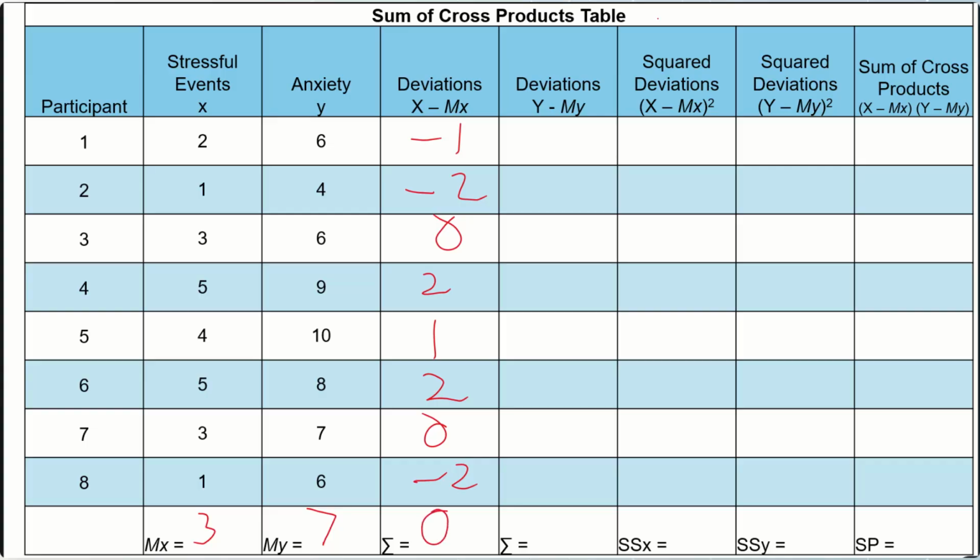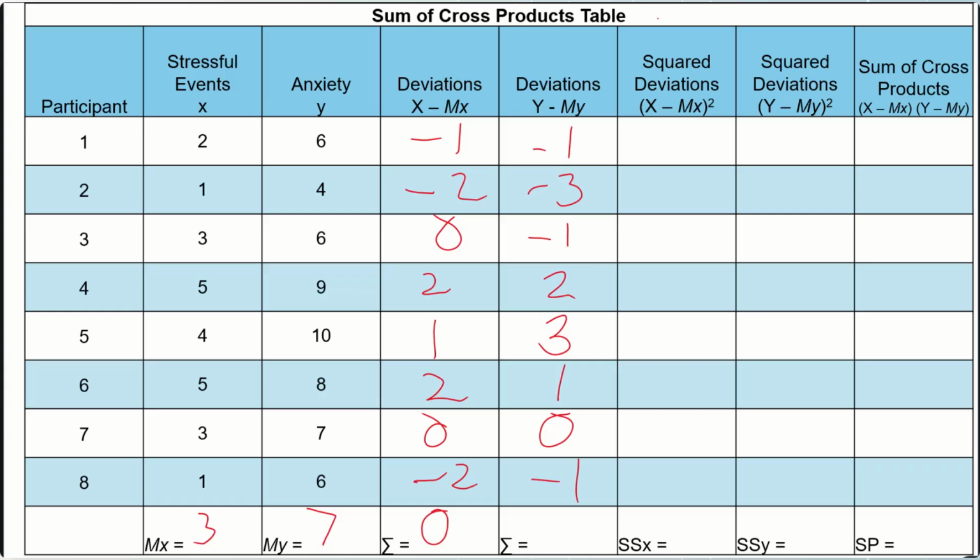Now let's move on to the deviations of Y. So we're starting with participant 1. So it's 6 minus 7, which is negative 1. 4 minus 7, which is negative 3. 6 minus 7, negative 1. 9 minus 7 is 2. 10 minus 7 is 3. 8 minus 7 is 1. 7 minus 7 is 0. And then 6 minus 7 is negative 1.